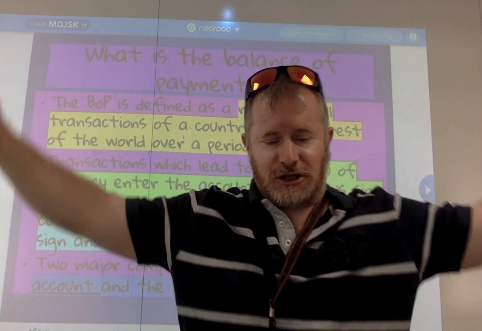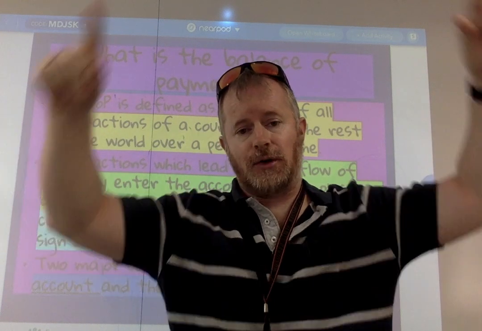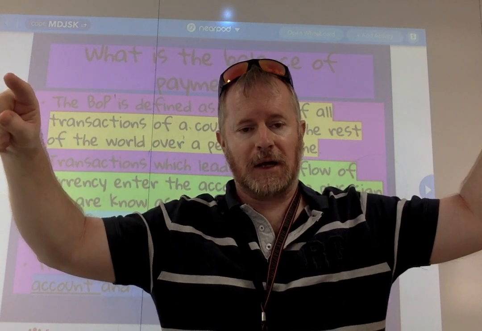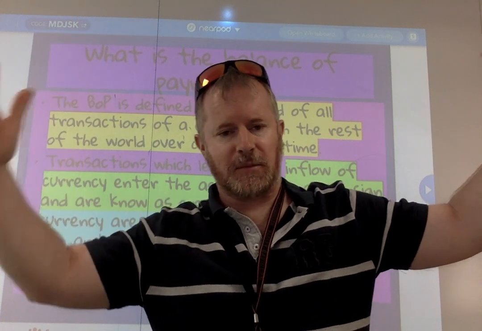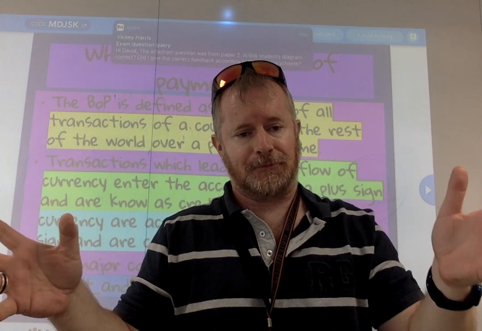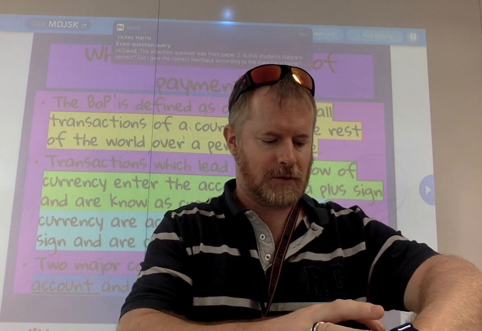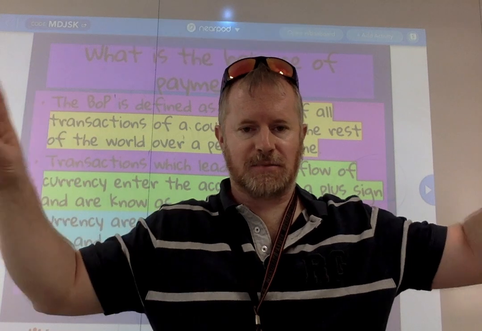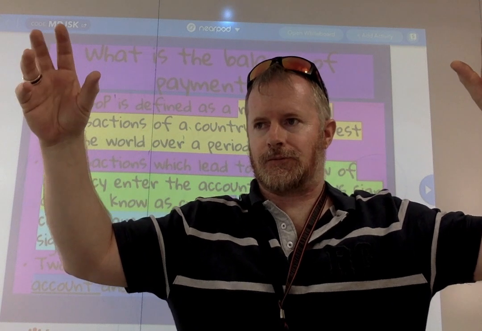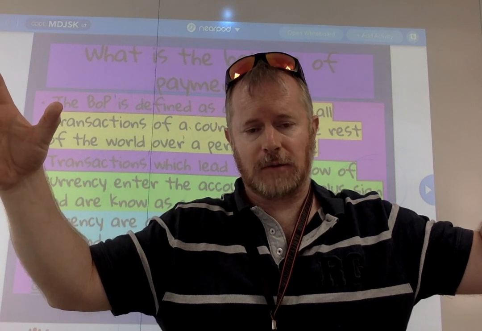Inside that structure, there's a couple of things we need to know. First thing we need to know is that it is a balanced structure. The scales of the balance of payments have to balance. It's in the name, and that becomes part of that idea of credits and debits, the inflows and outflows.